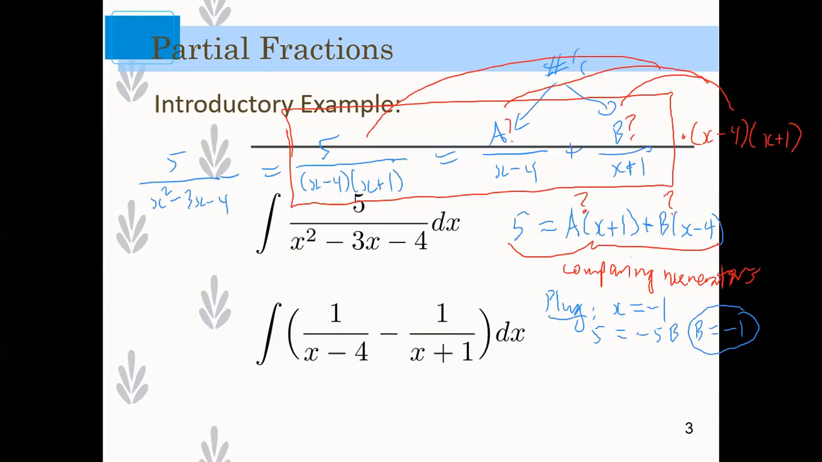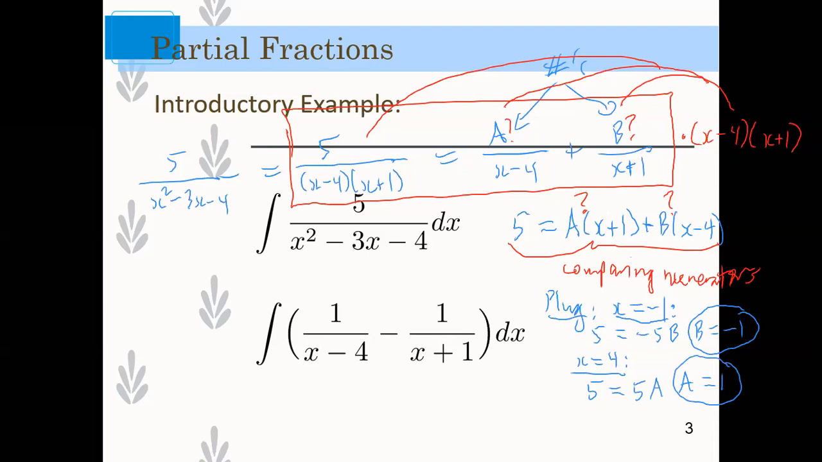Okay, and then what's another thing I can plug in? Yeah, why not? I can plug in 4. I plugged in x equal to minus 1 and it got me b. If I plug in x equal to 4, of course the left-hand side doesn't change, it's still 5. But what does 5 equal? If I plug in x equal to 4, the b part dies, yes? But you get 4 plus 1, which is 5A. So what's A equal? 1. Make sense? Amazing.